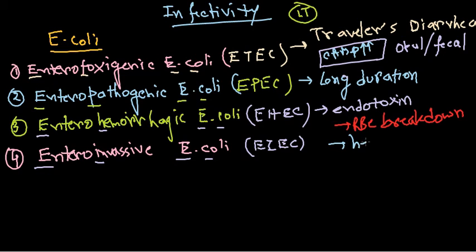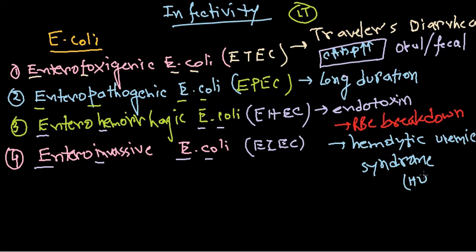It is called hemolytic uremic syndrome, or HUS. Okay, so all of these things come from enterohemorrhagic E. coli. So this is one of the most dangerous kinds of condition.